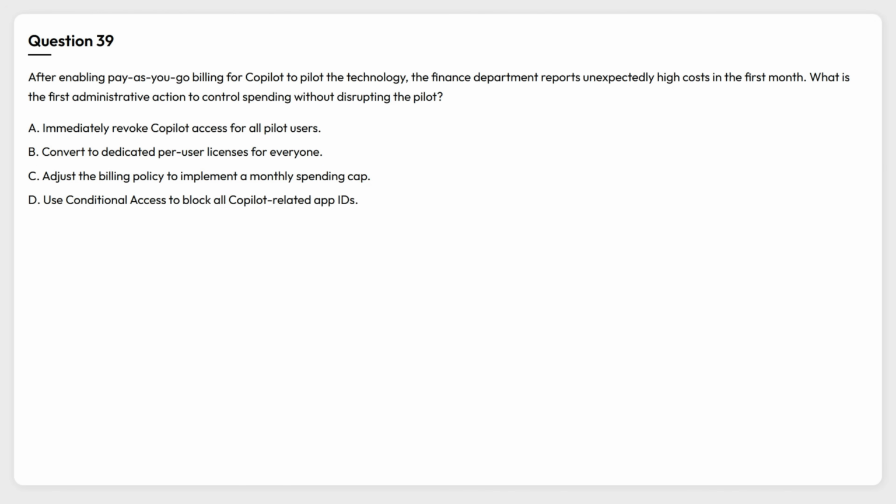Question number 39. After enabling pay-as-you-go billing for Copilot to pilot the technology, the finance department reports unexpectedly high cost in the first month. What is the first administrative action to control spending without disrupting the pilot?